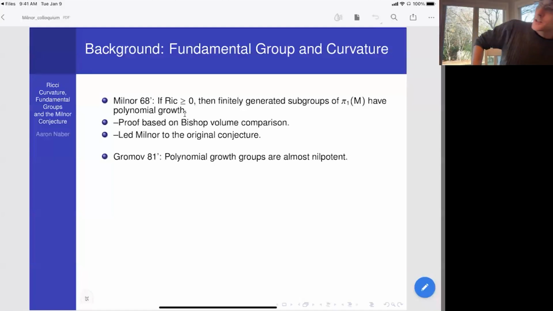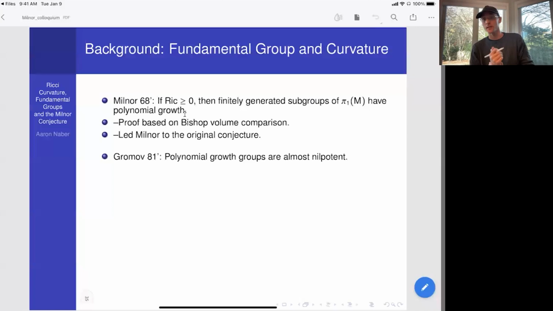So the next result in this direction was by Gromov, who proved that the polynomial growth groups are almost nilpotent, right? And so, this was an extremely abstract theorem. It had nothing to do with Ricci curvature, right? This is simply about the behavior of groups with this polynomial growth condition.